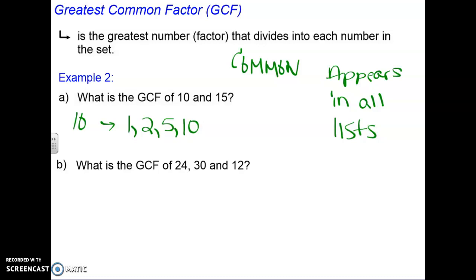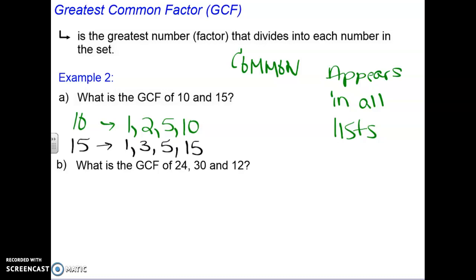Then I'm going to go to the number 15. So I'm looking for all of the factors of 15. So of course start with 1. 1 divides into 15, 3 divides into 15, 5, and 15.